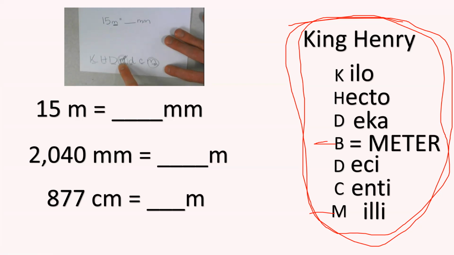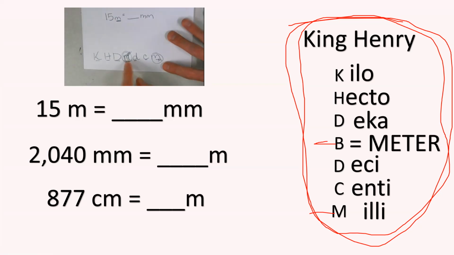How much bigger? Well, let me remind you yet again. One of these equals 10 of these. And one of these equals 100 of these. And 1 meter equals 1,000 little tiny millimeters.